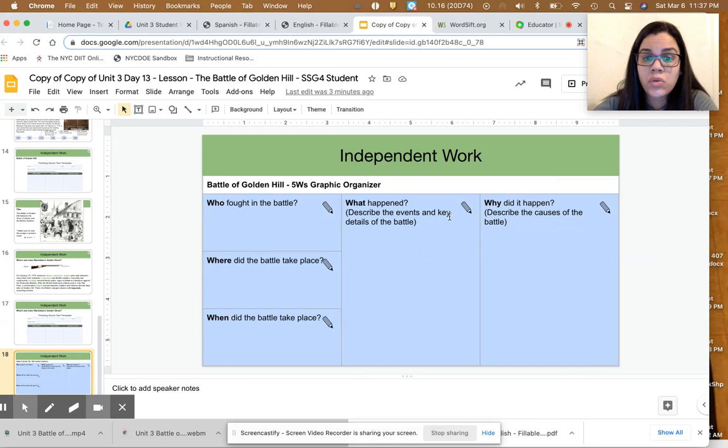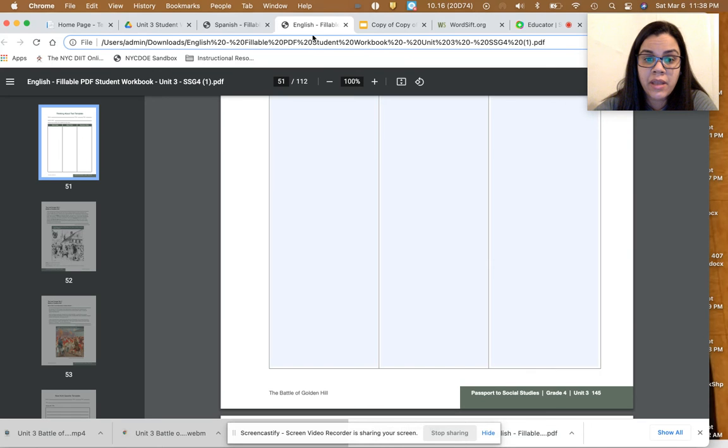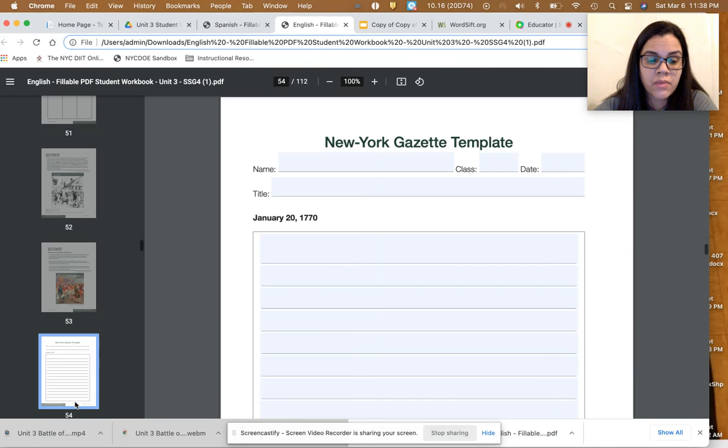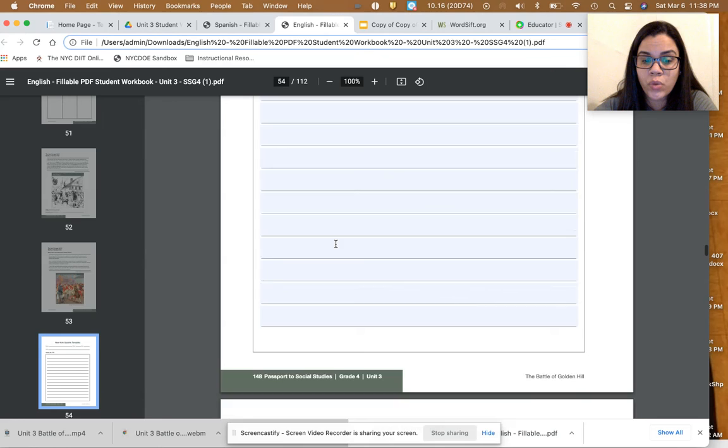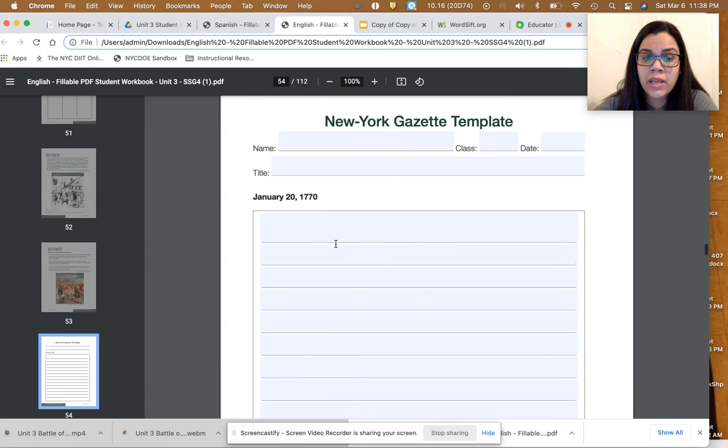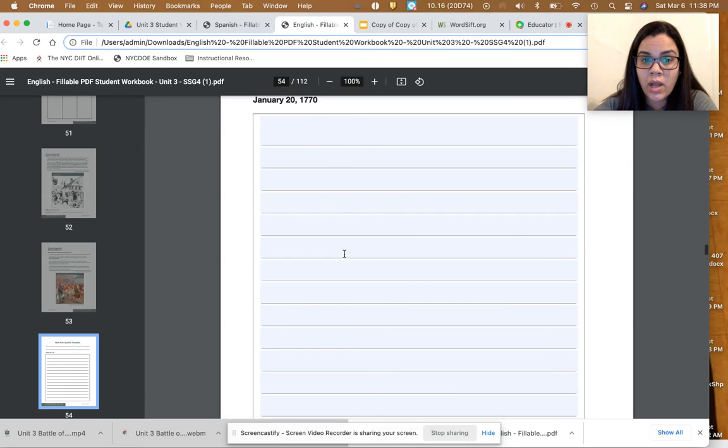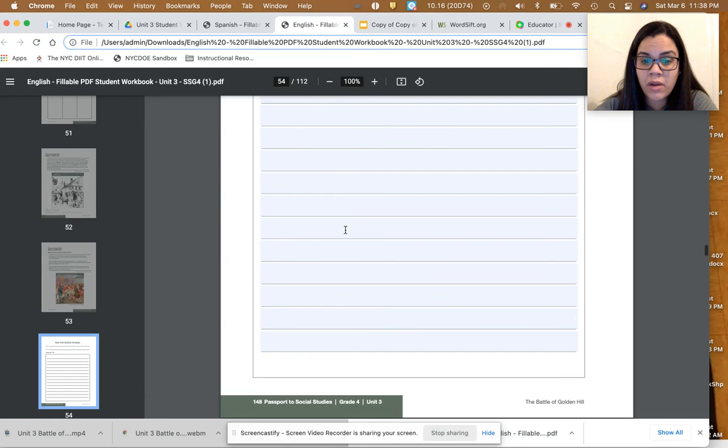Okay, I'm going to give you a choice. You can jot your notes here, and then in your workbook on page 148, you can write what happened at the Battle of Golden Hill and why it happened, almost like a news story, right? You can give me 2 paragraphs here.